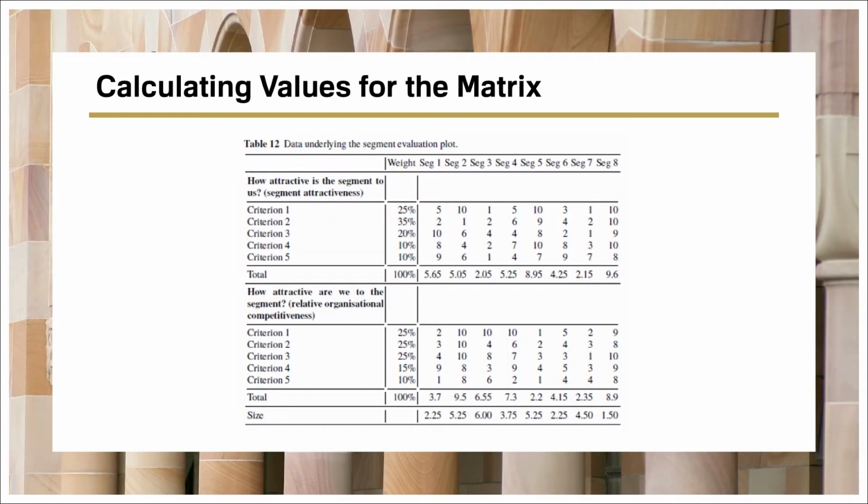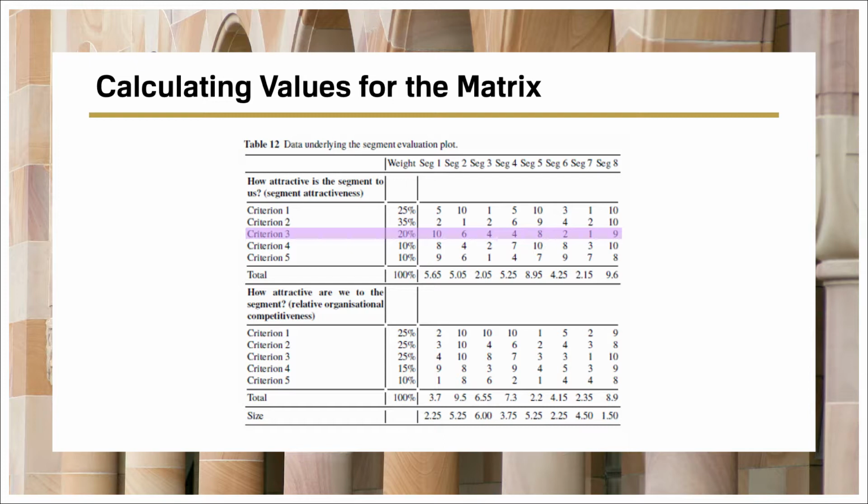The decision matrix helps us to compare segments and facilitates a conversation among decision makers in the organization. This conversation ultimately leads to target segment selection. But how do we plot the segments in this decision matrix? This table illustrates how we calculate the axis values. Let's look at the top section. Segments are in columns. Attractiveness criteria are in rows.